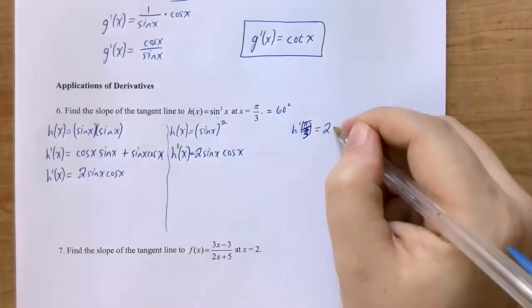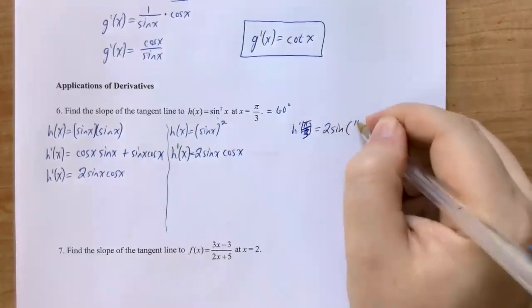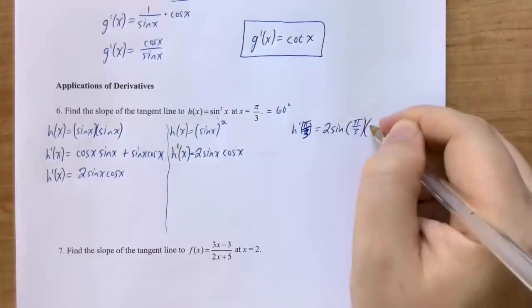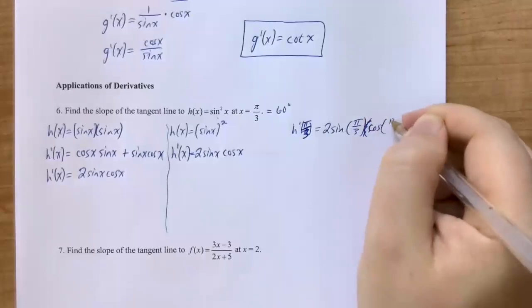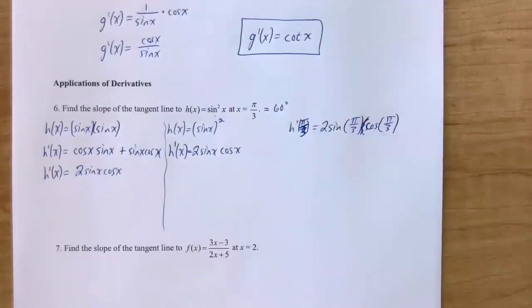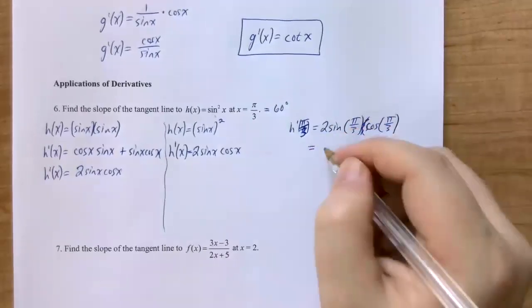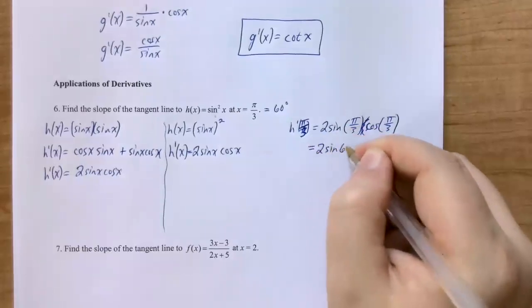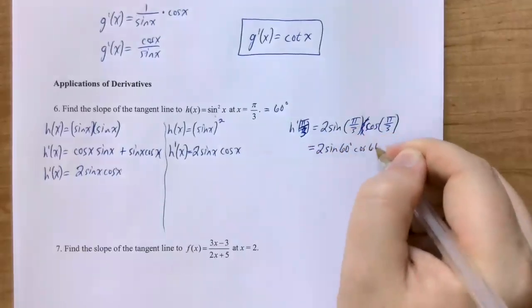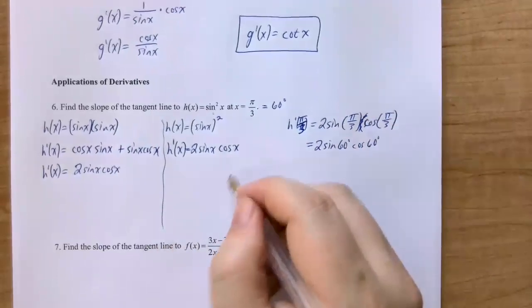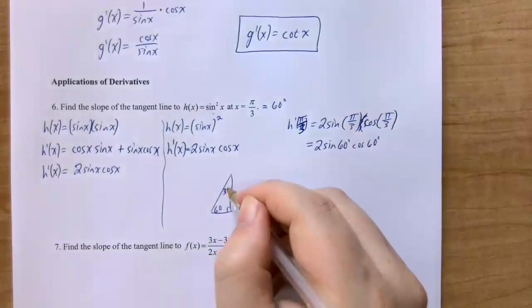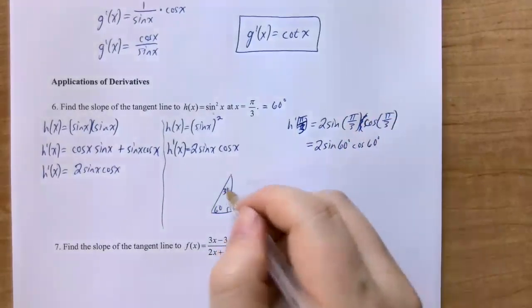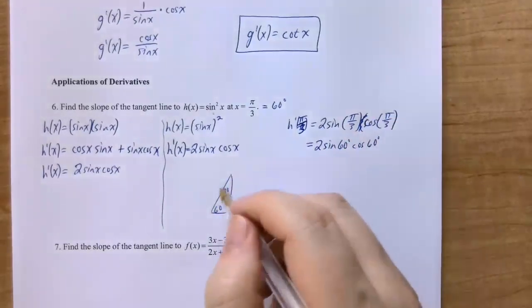So it's going to be 2 sine pi over 3 times cosine pi over 3. So it's really the same thing as 2 sine 60 degrees, cosine 60 degrees. So we might want to think back to our special right triangles to help solve this problem. These are both in the first quadrant, so we just deal with the straight up special right triangle.